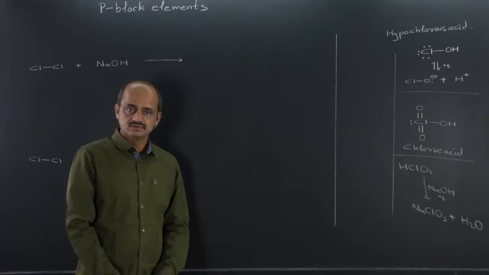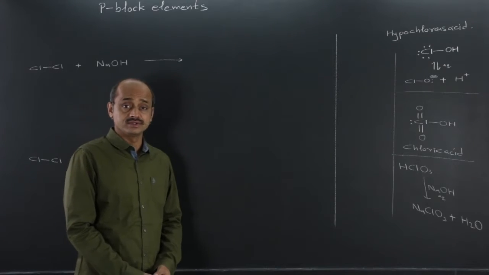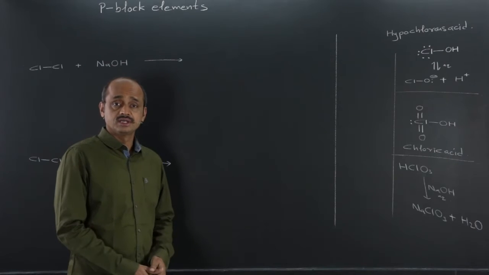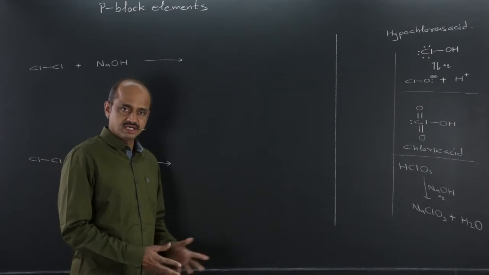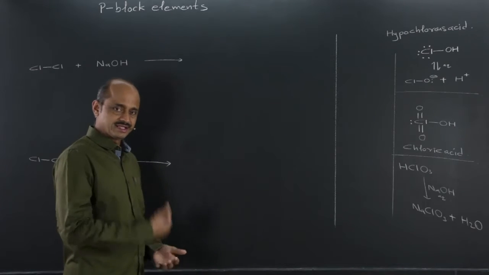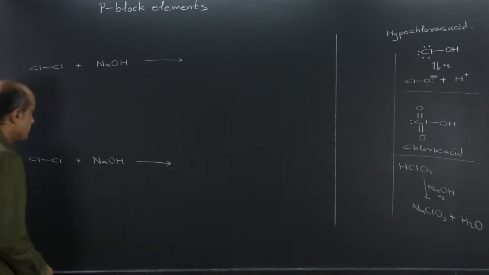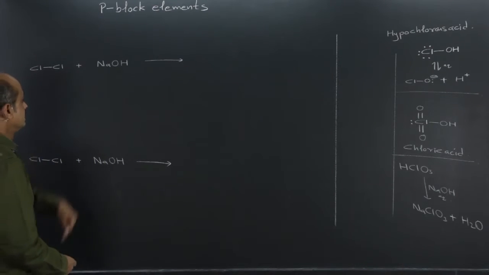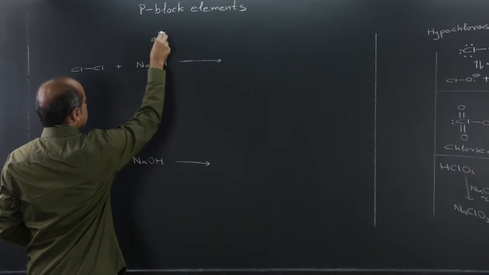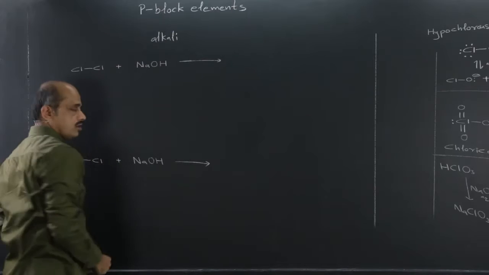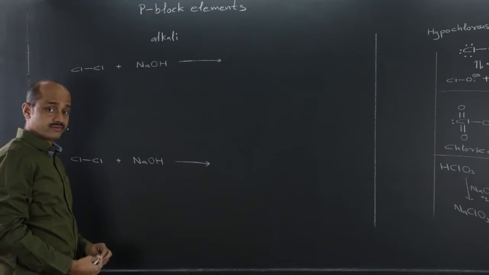Dear friends, through this course, we are considering balancing of chemical equations, especially chemical reactions in p block element. And under that, let us start considering the next example: action of alkali on chlorine. That part we will cover first.